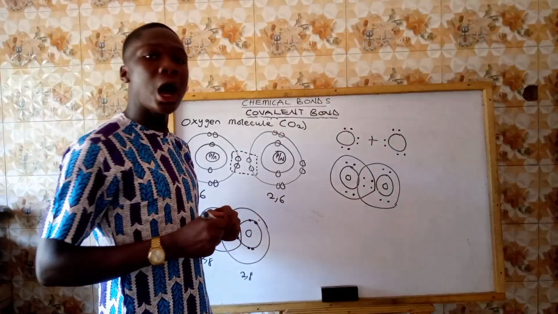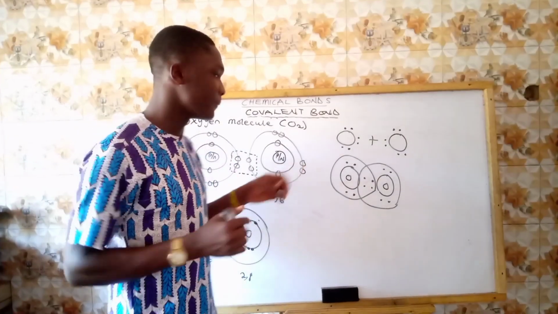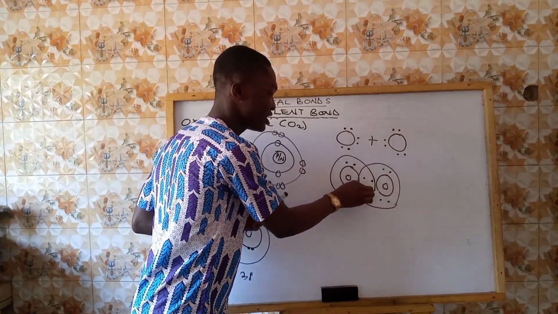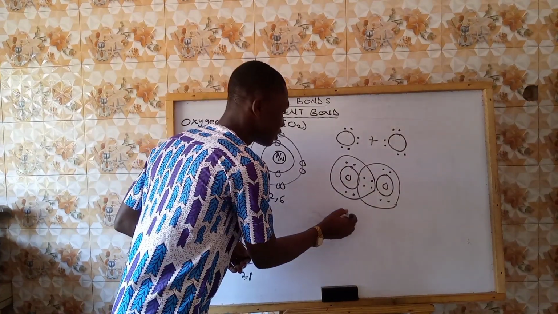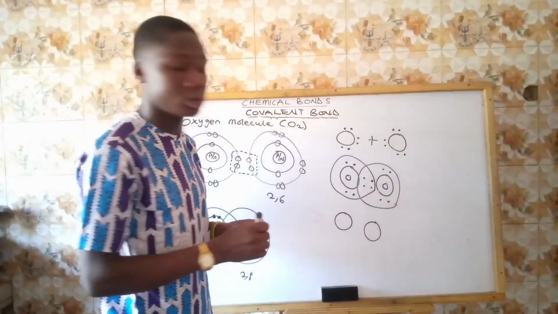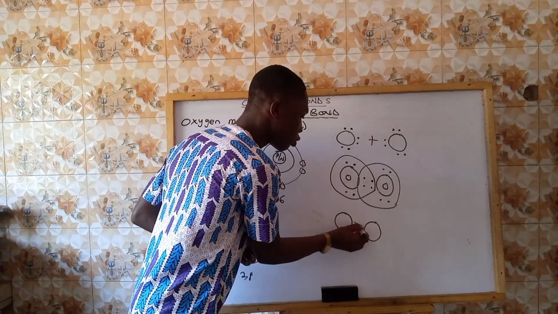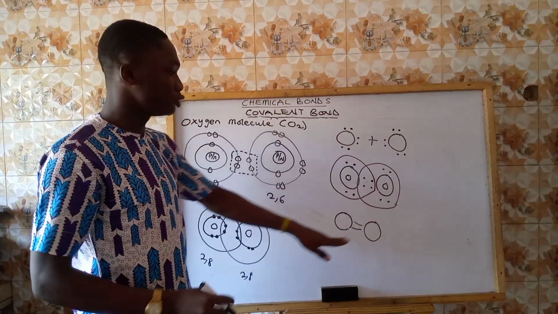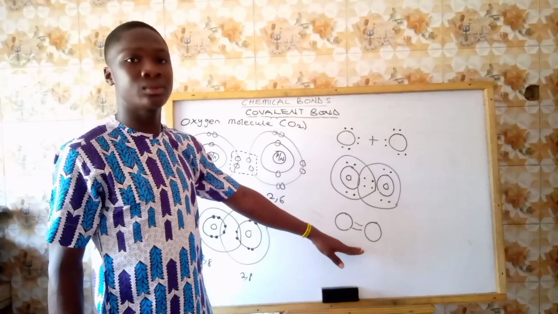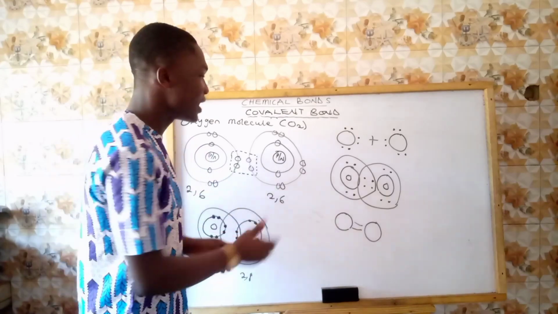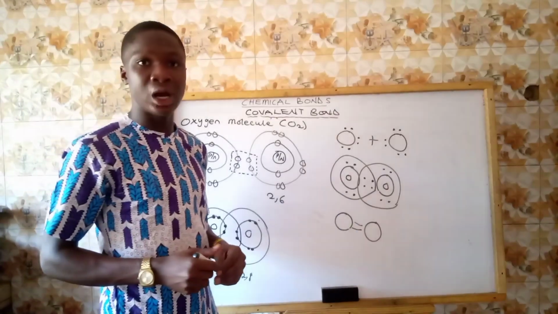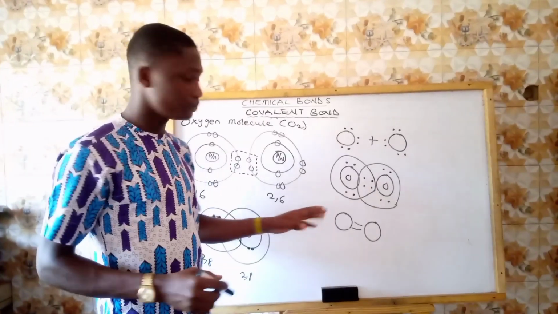So now, how many shared pairs of electrons are here? We have 2 pairs of electrons. This is 1 pair. This is 1 pair. So you get oxygen here and oxygen here. Since we have 2 pairs of electrons, you get 2 covalent bonds. So you get a double covalent bond. In oxygen, we have a double covalent bond. So now they have both fulfilled the octet rule. Now they are all stable.